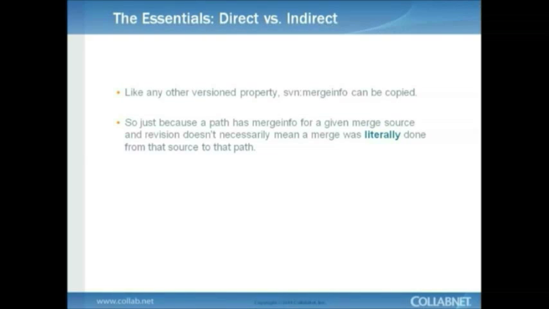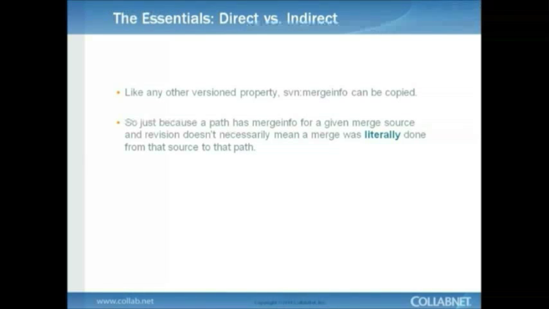So just because a path has merge info for a given merge source and revision doesn't necessarily mean that a merge was literally done from that source to that path. Now, there's no quick way to differentiate between the two, and it usually doesn't matter. I only mention this because it means that when you create a new branch, it might start with existing merge info. And also, merge info tends to build up over time.